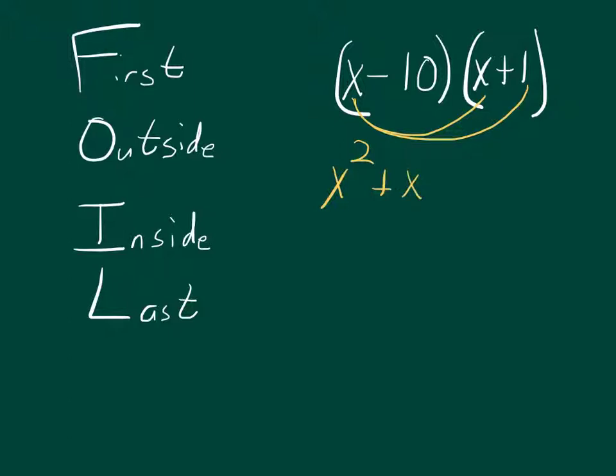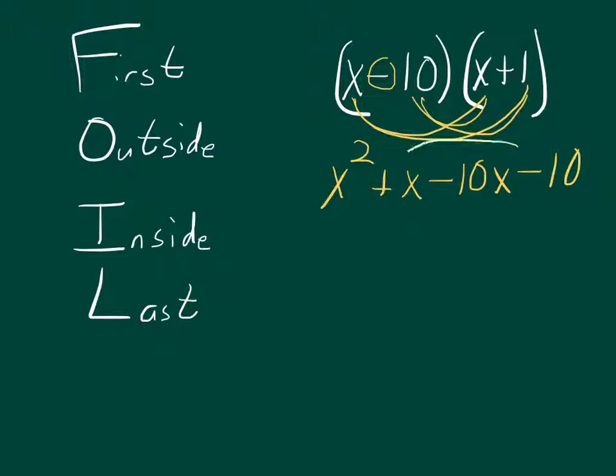plus an x. And then the inside terms, we have a negative 10 times x, because remember, when you have this negative here in front, that means it's a negative 1 multiplied by 10, so that's a negative 10 times x, which would be a minus 10x. And then you're going to multiply the last terms, which is negative 10, excuse me, times 1, which would be minus 10.